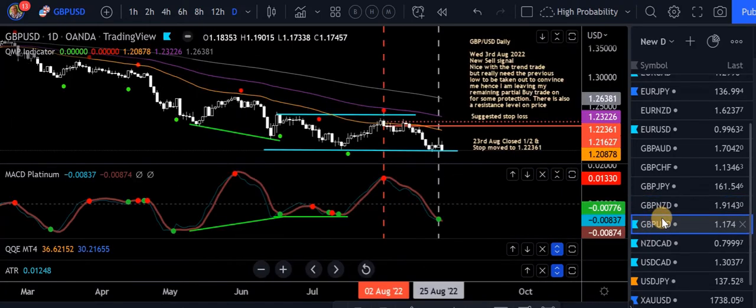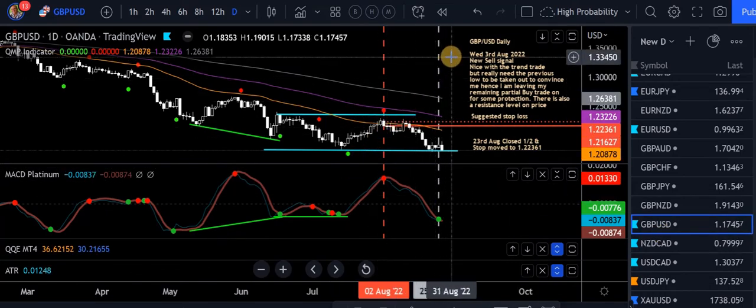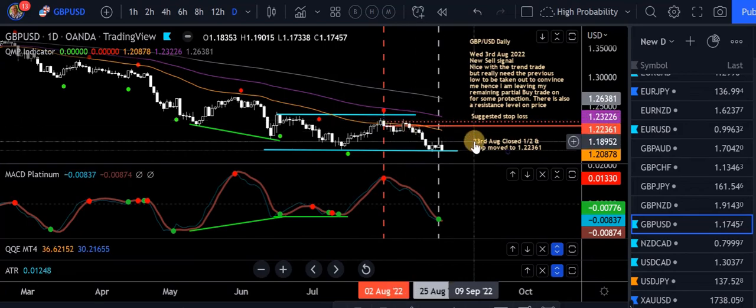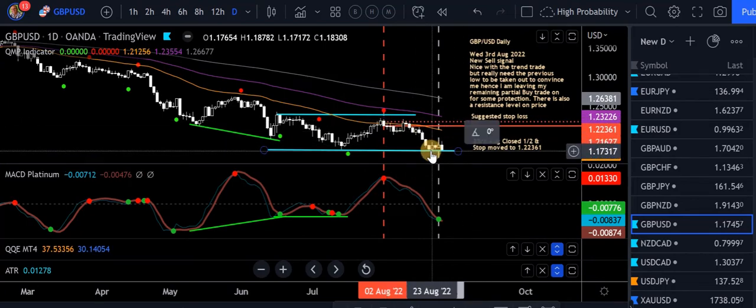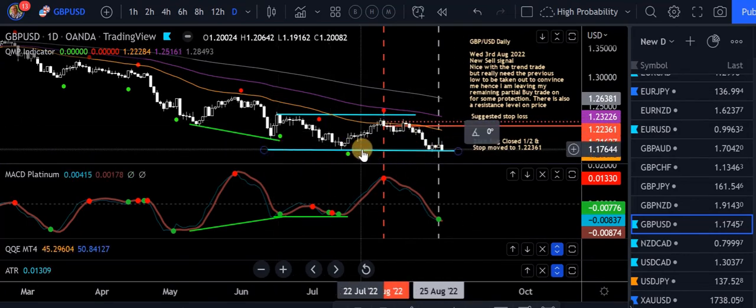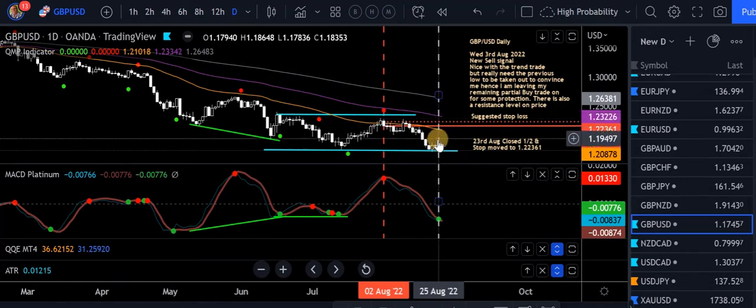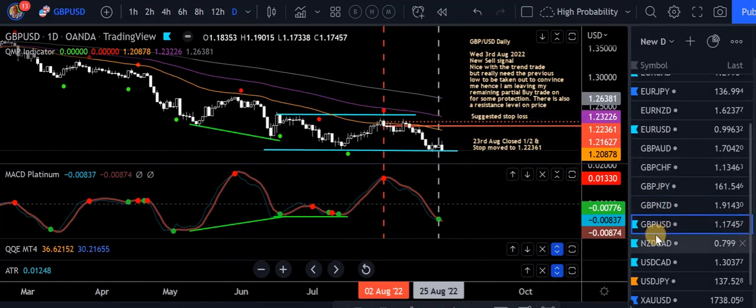We're actually in a trade here, which is good. We're in a sell from the 3rd of August. So here's an entry here. The stop's been tightened up. 23rd of August, closed half. So I'm thinking in here somewhere. Got to the previous low. You can see the low here. MACD platinum through the 0 level, close half, drag the stop down, lock in some profit. So that's all good. So we're all good on the pound USD.